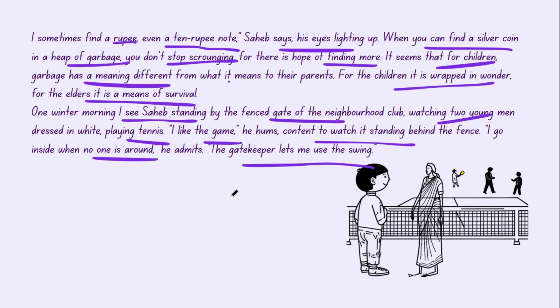Now here we get to know that Sahib is interested in learning tennis. He enjoys watching people play tennis and he likes the game. He also tells our author that when there's nobody around, this little boy is allowed to use the swing. The gatekeeper over there lets him use the swing.